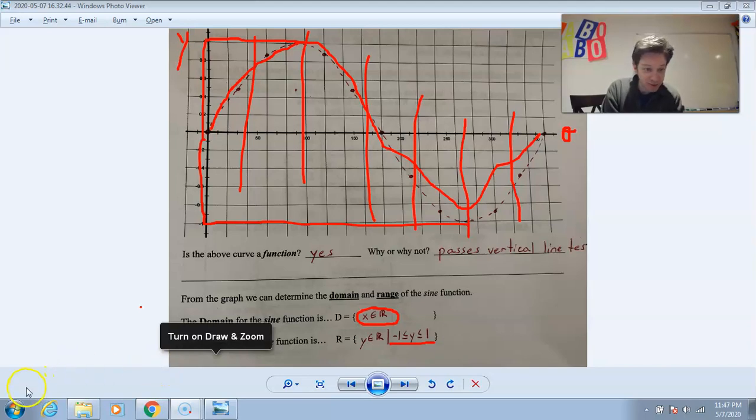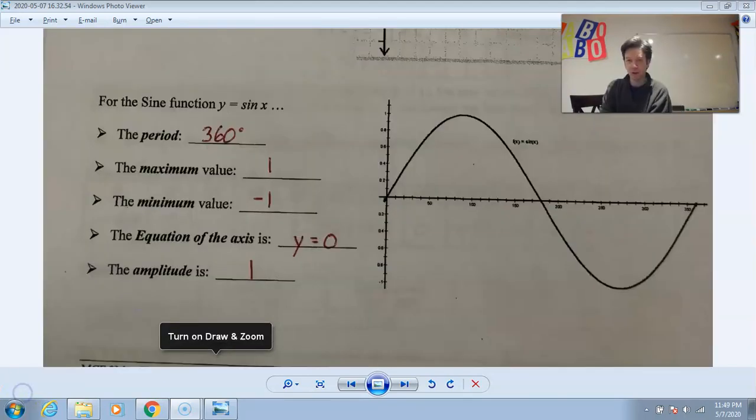All right, we go over to the next page. So this page goes over a lot of new terminology again. We are learning a lot of new terminology at the beginning of this unit. Sine function, sinusoidal function. What is it? Equation of the axis. Okay, so this is an important one.